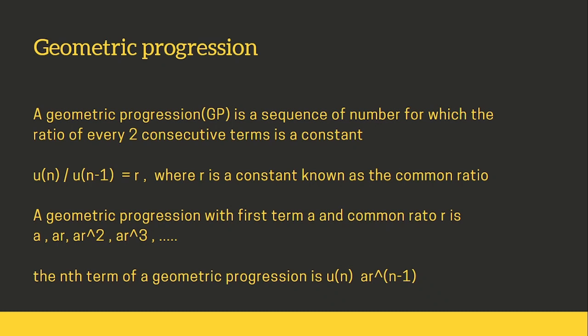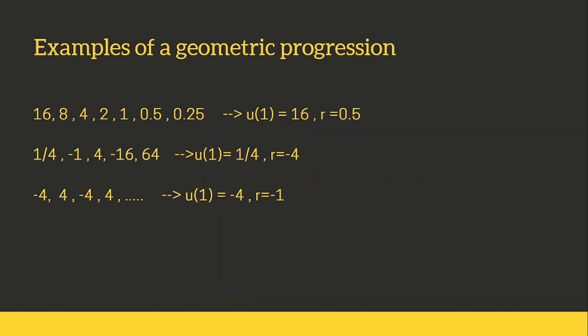So a geometric progression with first term a and common ratio r will be as such: a as the first term, then you have ar, then ar times r, then ar cubed. So the nth term of a geometric progression will also be un, and it will be a times r to the power of n minus 1. So some examples of a geometric progression will be as such.